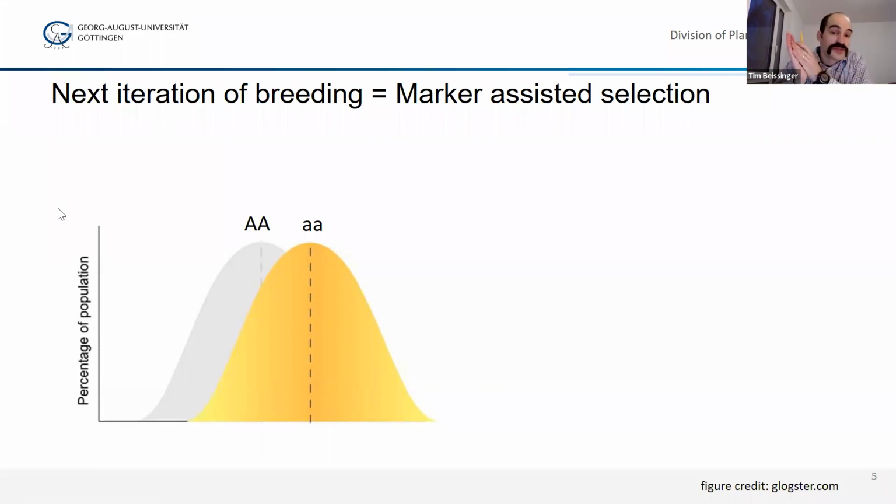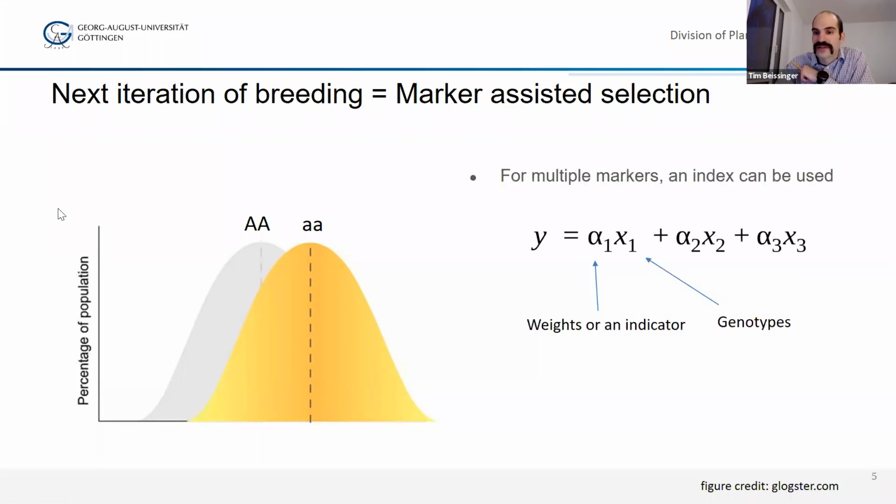Now, of course, you don't have to use just one marker. You could use 2 or 3 and do this marker-assisted selection approach using an index. So here I've drawn this as Y, or your predicted phenotype, which can be the sum of 3 different genotypes and 3 different weights for those 3 different genotypes. So we could do this for the A locus, the B locus, and the C locus, for example. In every case, we know that a particular marker is associated with our phenotype of interest.